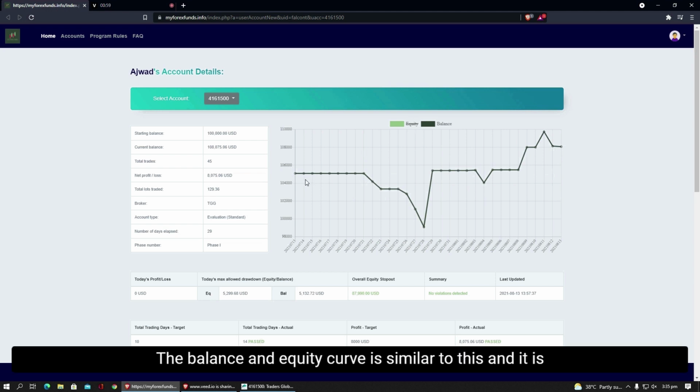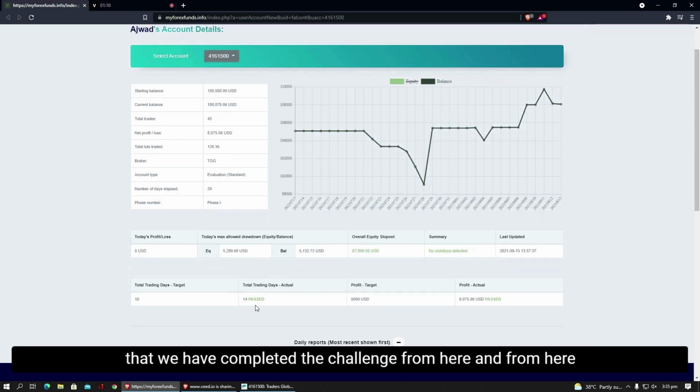The balance and equity curve is similar to this, and it is not updated since last Friday, but it's fine because we know that we have completed the challenge from here and from here, and I have already emailed them and they came back to me that yes, I have completed the challenge and they will be sending me the login credentials for phase 2.